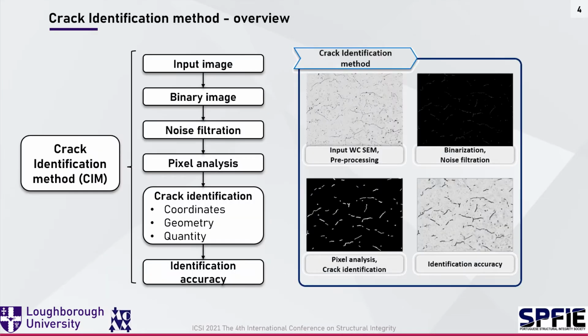The diagram shows a brief overview of the stages used in this crack identification method using MATLAB. The stages utilize image processing methods rather than convolutional neural networks in deep learning, as these are simpler and less computationally intensive. The image to the right shows output examples at different stages of the process.